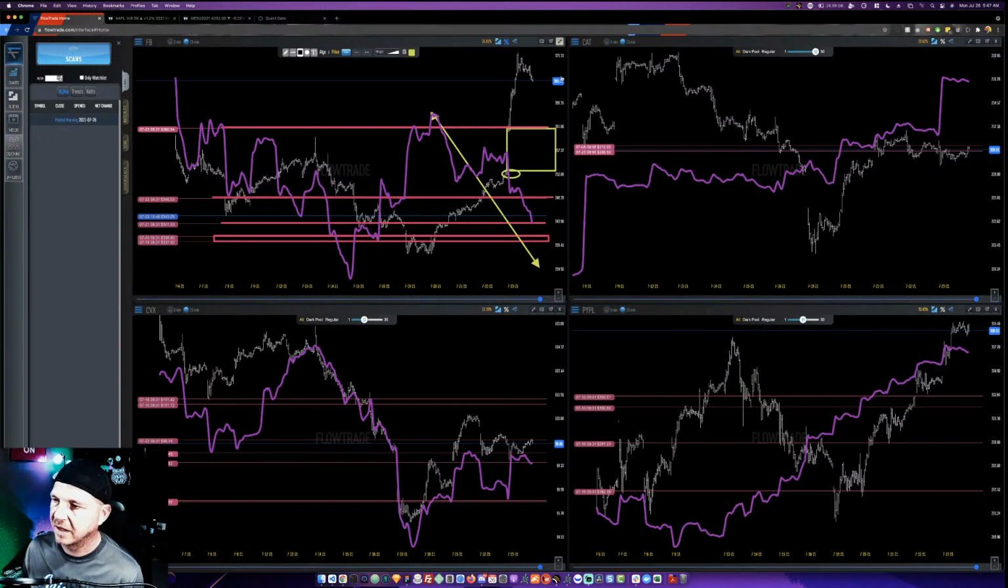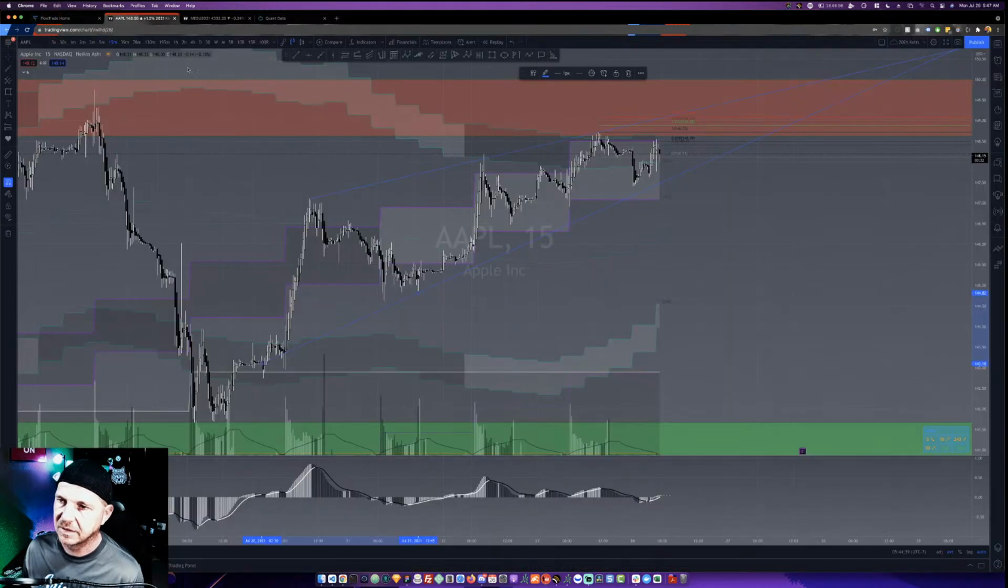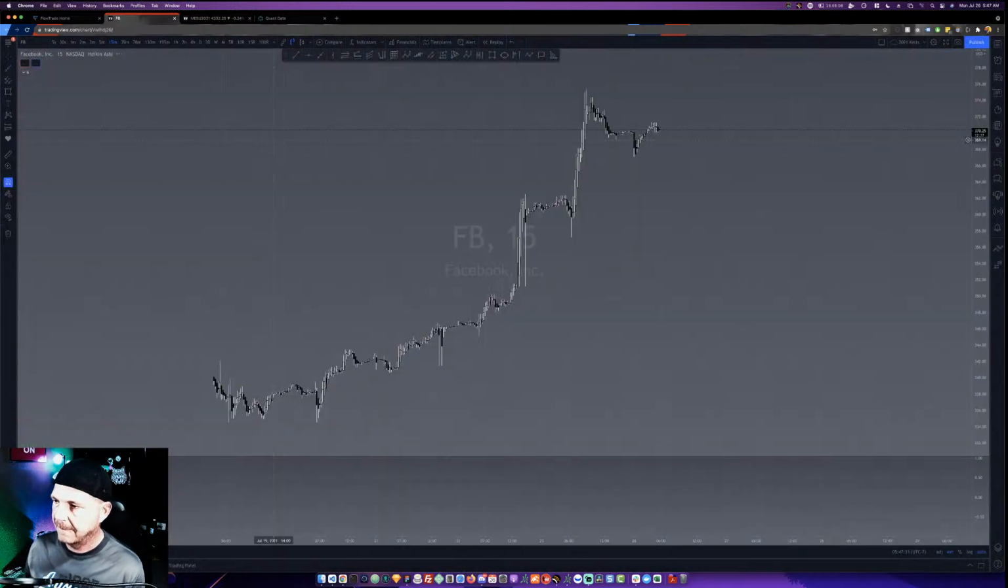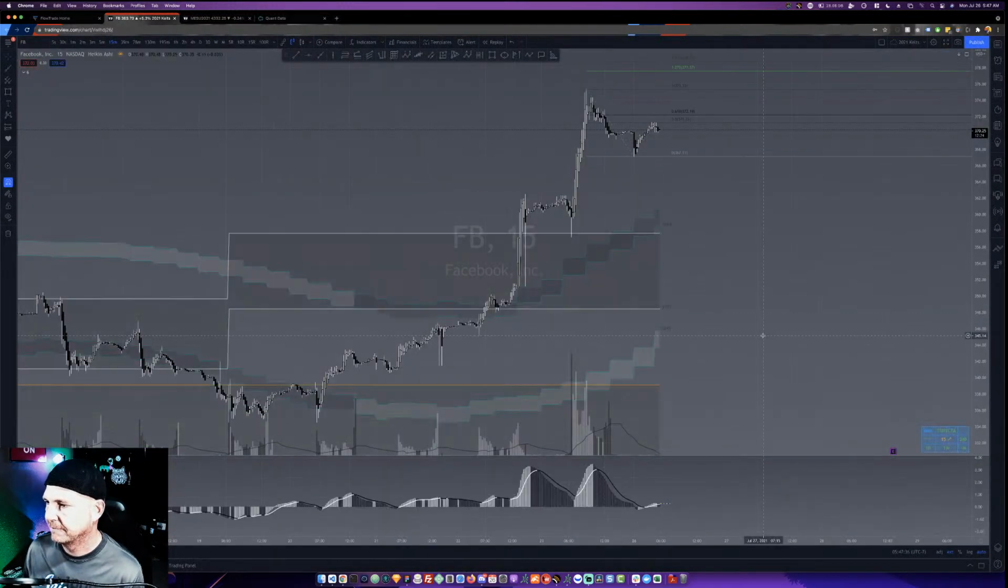So Facebook, I'd look for a pullback to 360. Well, let me look at the chart real quick. All right. So while Facebook is in a strong uptrend and it's making parabolic moves, right? Large move up, consolidate. Large move up, consolidate. It's got support.